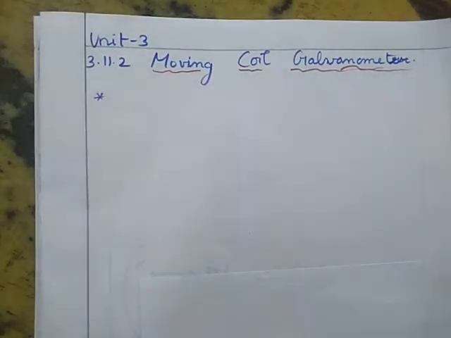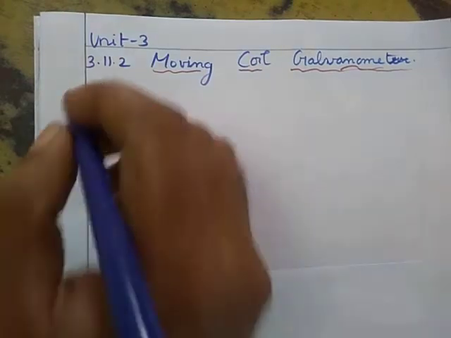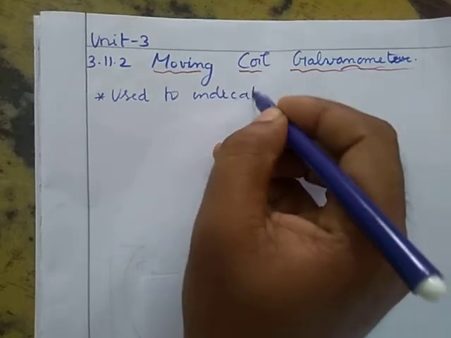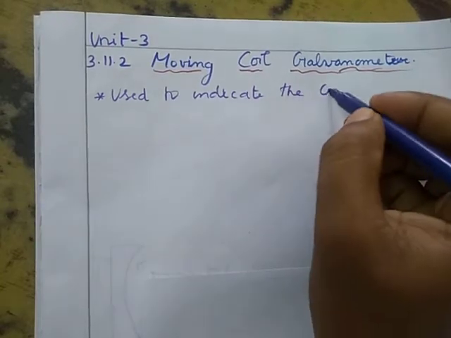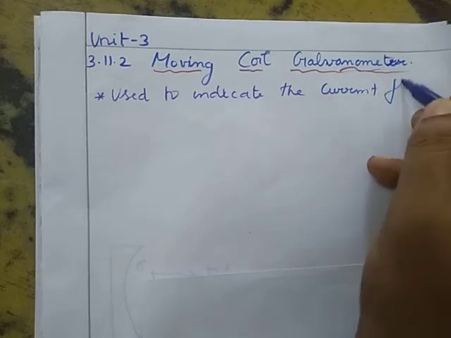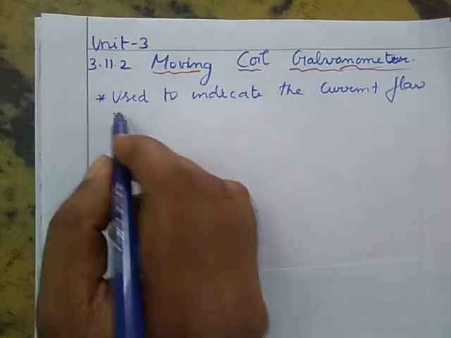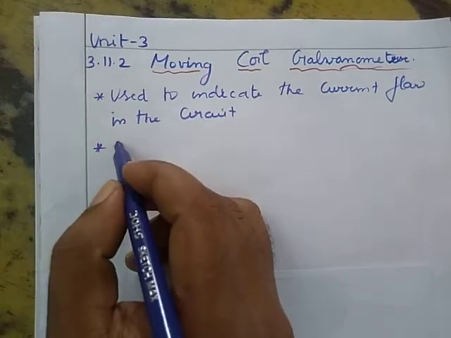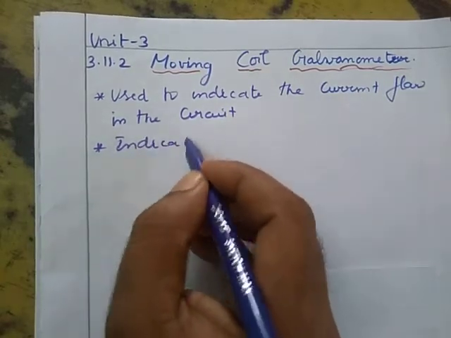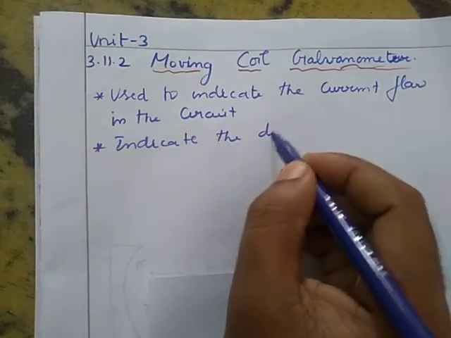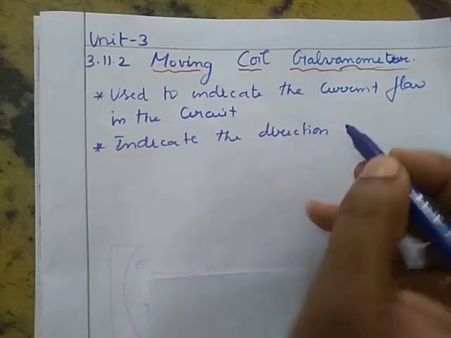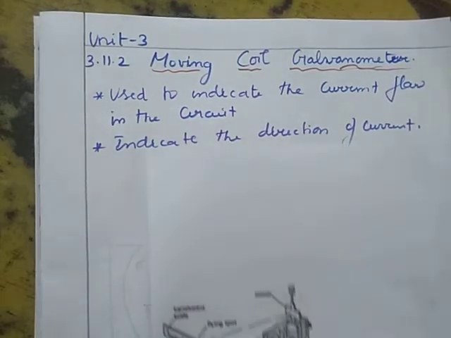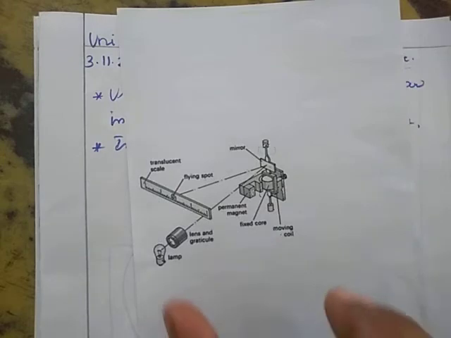It is used to indicate the current flow in the circuit, and also indicate the direction of the current. This is a moving coil galvanometer arrangement.